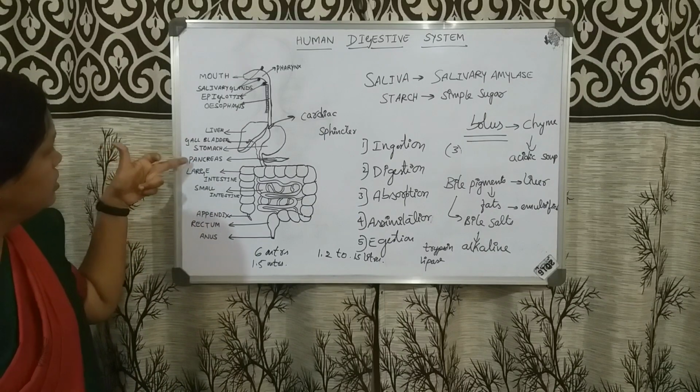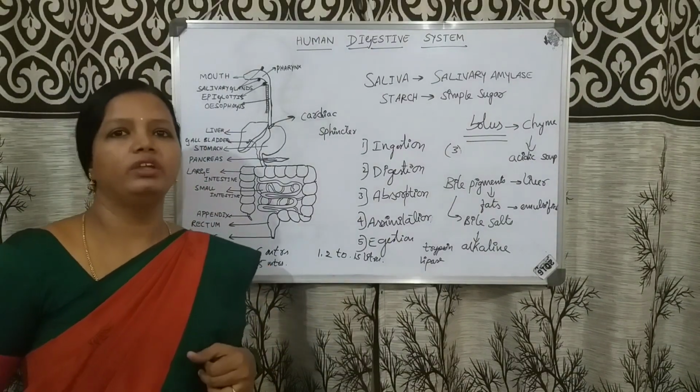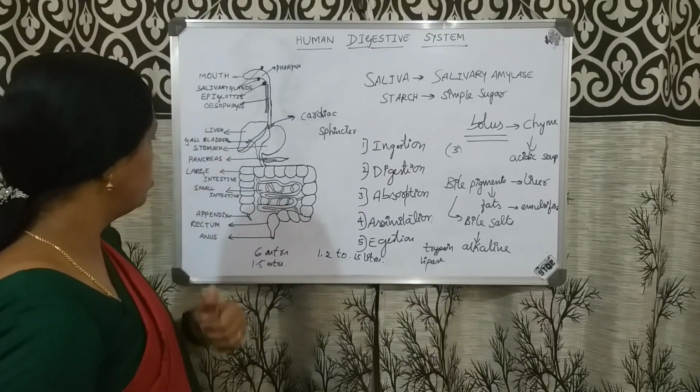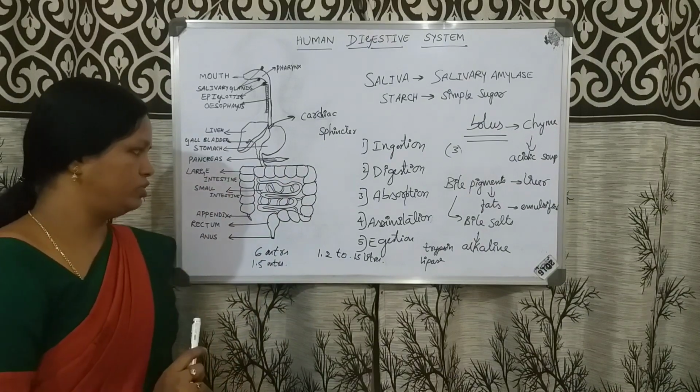Also, the bile secreted by the liver is greenish yellow in color, and it has the most important function in enabling the functioning of the pancreatic juices.